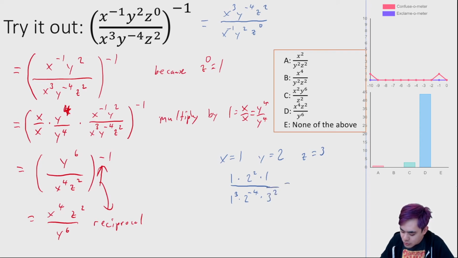So that's equal to 4 over 1 over 16 times 9, which is equal to, multiply the top and bottom by 16, 64 divided by 9. Okay, and if we plug it into the bottom equation, what you end up getting is 1 to the 4th times 3 squared.